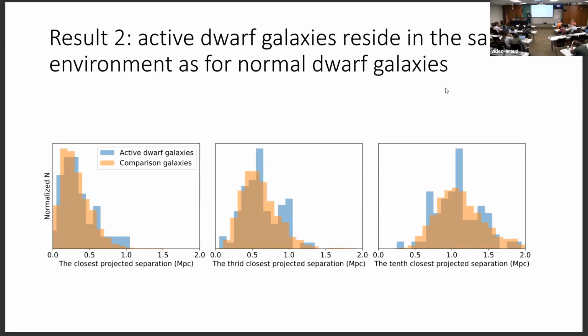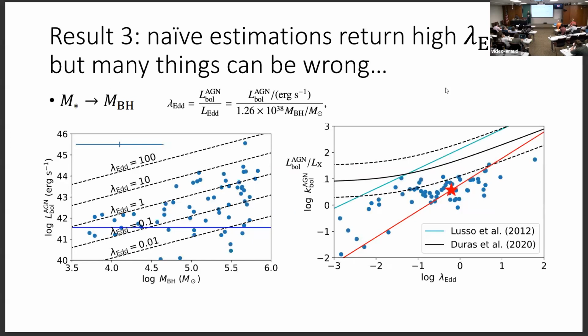We use the projected separation between our dwarf target and the nearby massive galaxies as a tracer of the environment, and we found that once we match on the stellar mass and the redshift, we wouldn't see any difference between active dwarf galaxies and the inactive normal dwarf galaxies. Okay, and this probably means the environment is not directly responsible for the AGN triggering mechanism for dwarf galaxies. And so then I will talk about some problems.